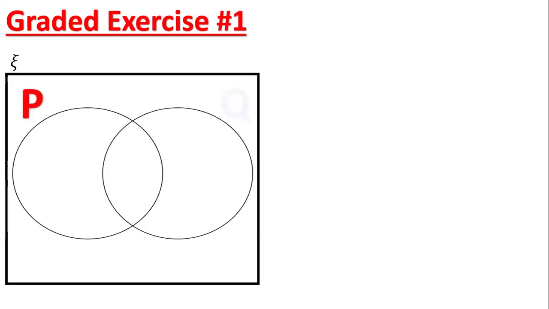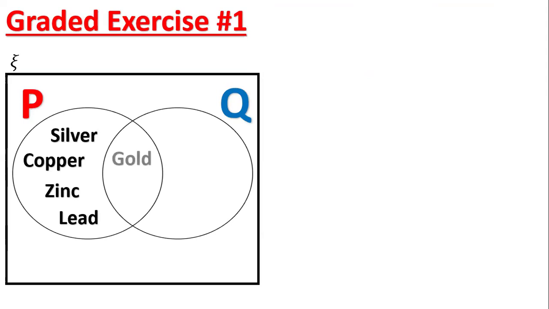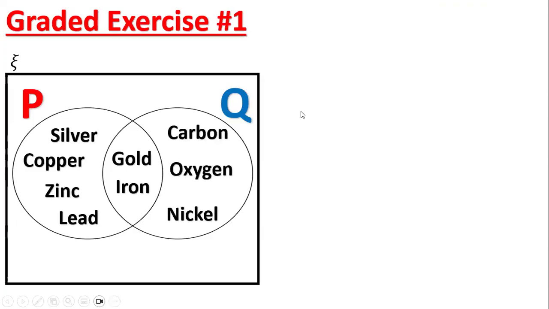So here we have the universal set, and we have P and Q. What do we have inside P? Silver, copper, zinc, lead, gold, and iron. All that is P. In Q, we have carbon, oxygen, and nickel. We also have gold, and iron is also part of Q. Chlorine and sodium are on the outside.